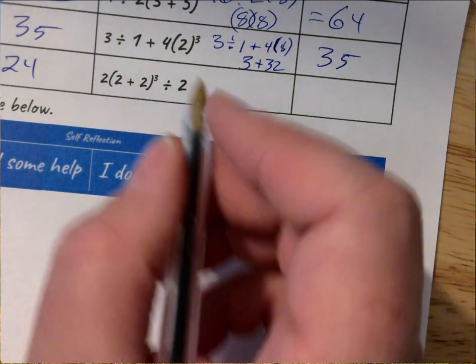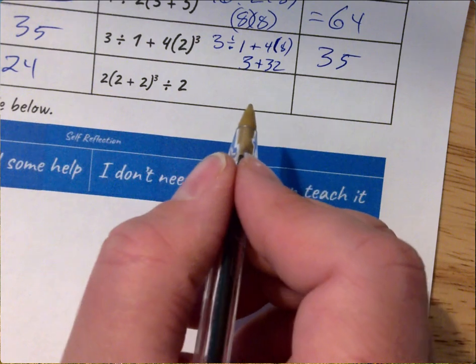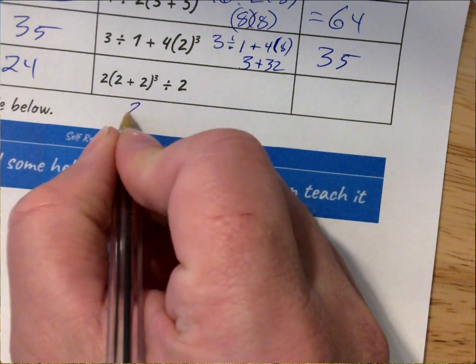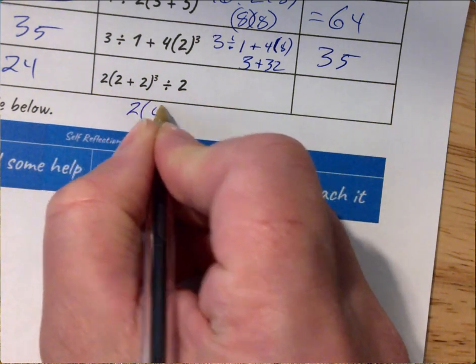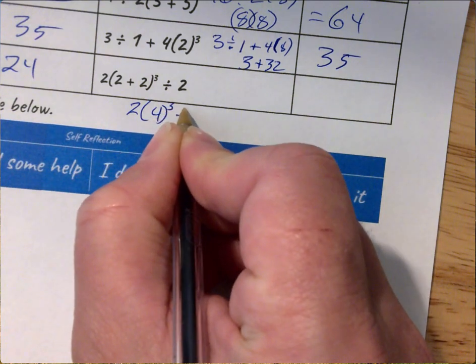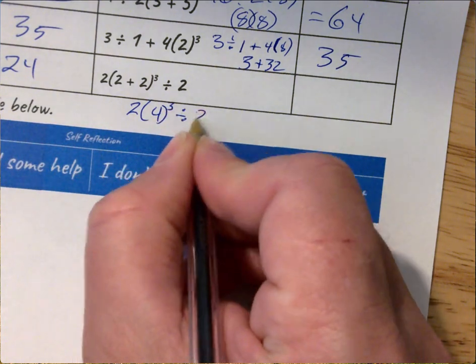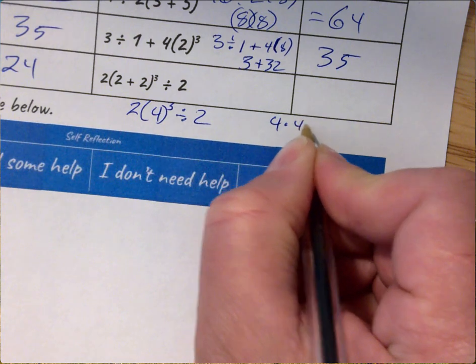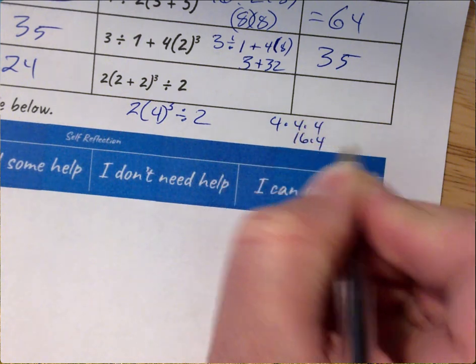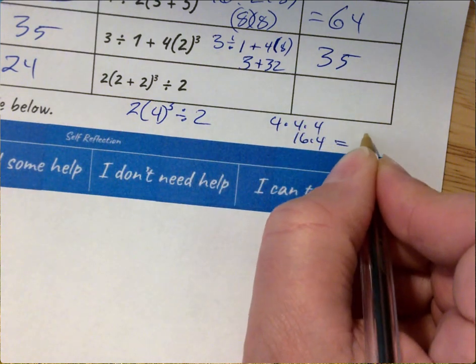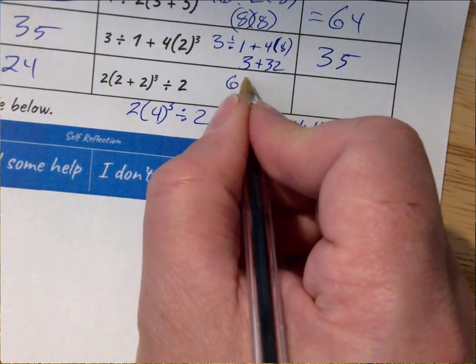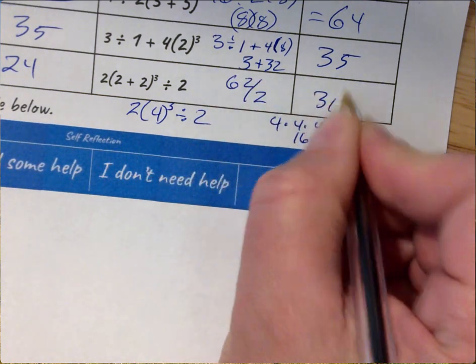Our last problem here, we got 2 plus 2 cubed. So we got 2 times 4 cubed. We're going to divide all that by 2. Well, 4 cubed is 4 times 4 times 4, which is 16 times 4, which is 64. So now you have 64 divided by 2, or 32.